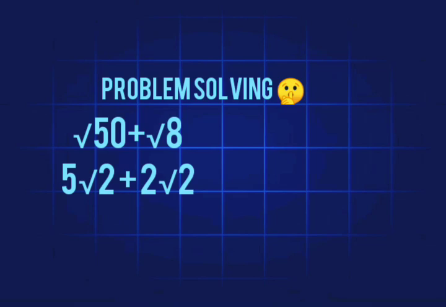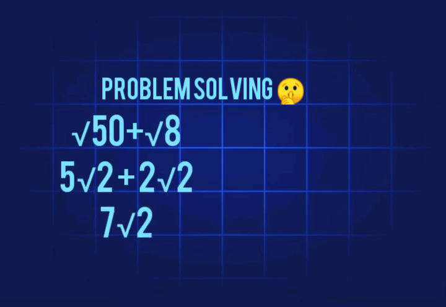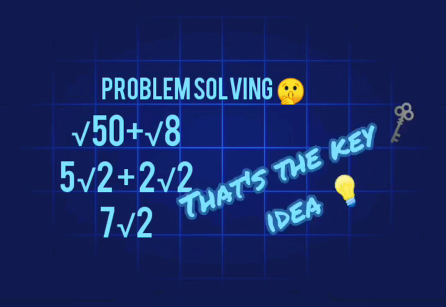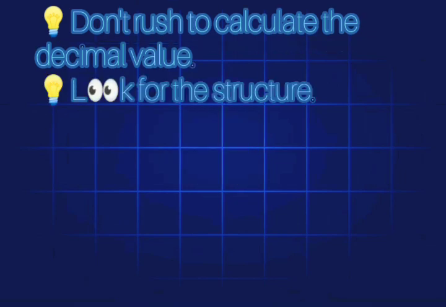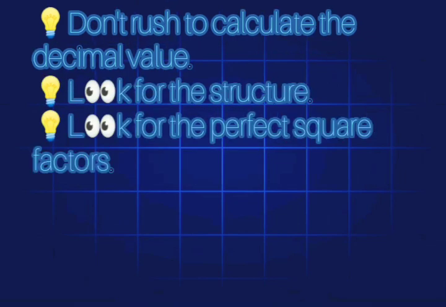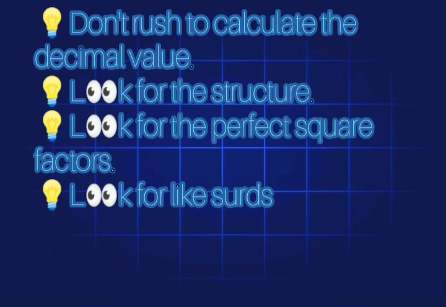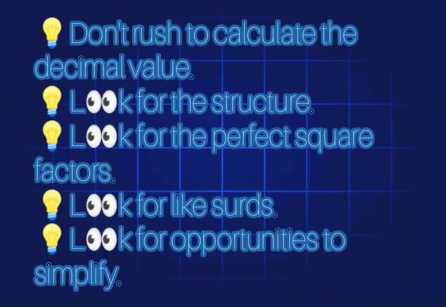Now we have 5 times the square root of 2 plus 2 times the square root of 2. These are like terms, or like surds. So they combine to give 7 times the square root of 2. And that's the key idea. Don't rush to calculate the decimal value. First, look for the structure. Look for the perfect square factors. Look for like surds. Look for opportunities to simplify.